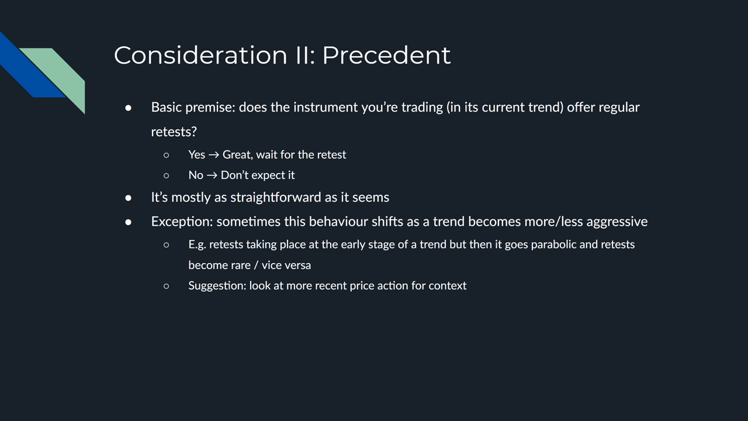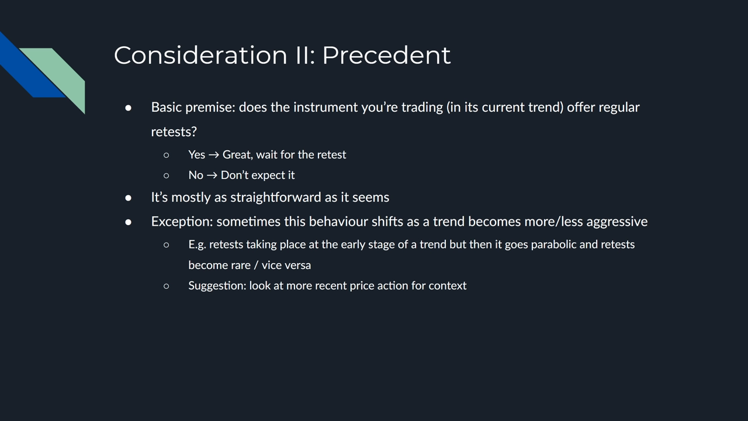Now, the second thing to consider when it comes to, well, do I trade the break or the retest, is the idea of precedent, right? And the basic premise is, does the instrument that you're trading, especially in its current trend or with recent price action, offer regular retests? And this is kind of as simple as it sounds, right? If it does offer regular retests, well then great, wait for one. And if it doesn't offer a regular retest, then it would be unreasonable for you to expect it.